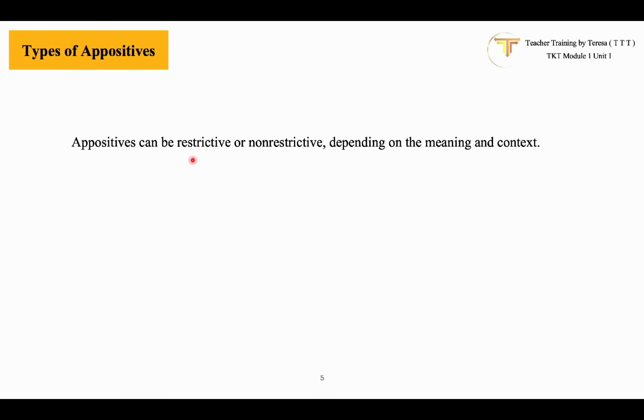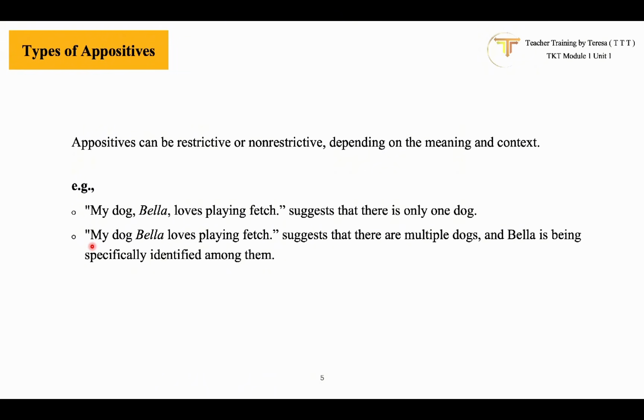Appositives can be restrictive or non-restrictive, depending on the meaning and context. Examples. My dog, Bella, loves playing fetch. Suggests that there is only one dog. My dog Bella loves playing fetch. Suggests that there are multiple dogs, and Bella is being specifically identified among them.